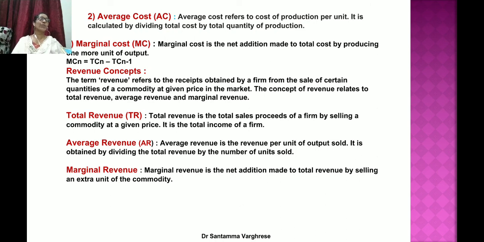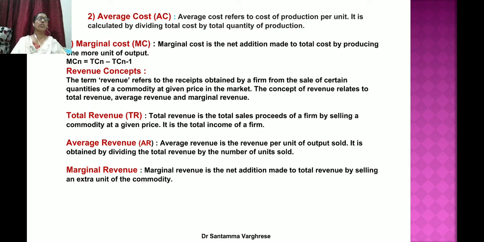My cost, you just see what it is. So in this way we have to calculate it, and we have to keep these facts in mind when the production is going on. Marginal revenue is the net addition made to the total revenue by selling an extra unit of commodity. When an extra unit of commodity is sold, we can get the margin. Thus, in the cost concept, you have to keep in mind, it is very simple.